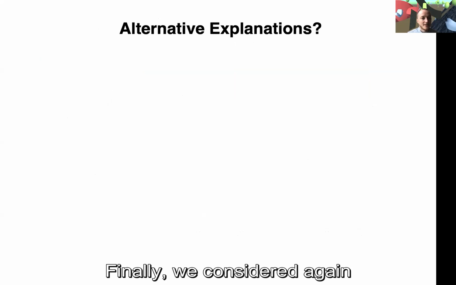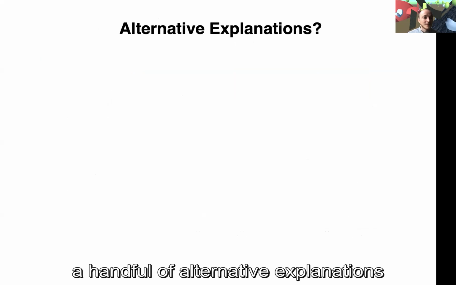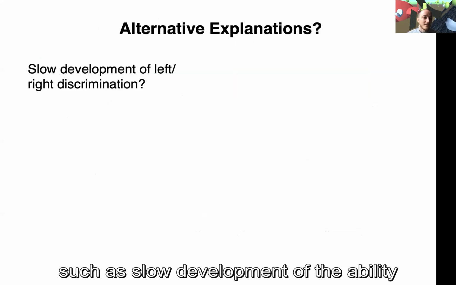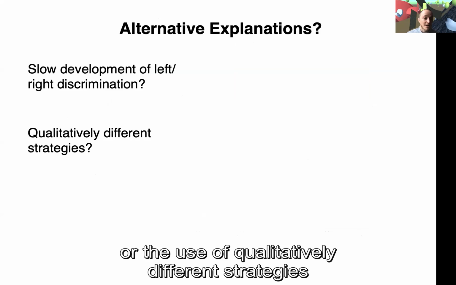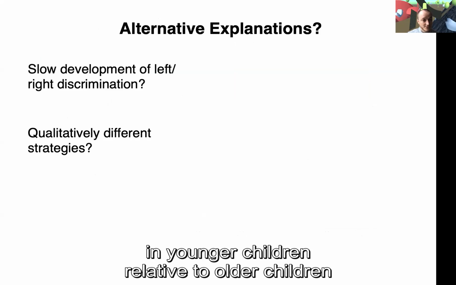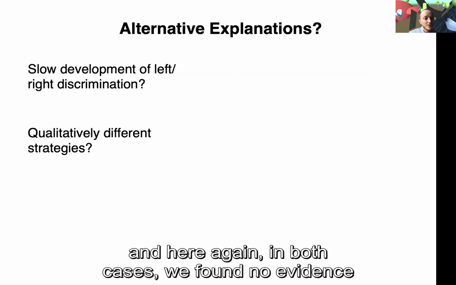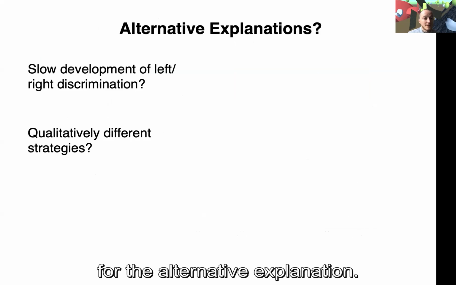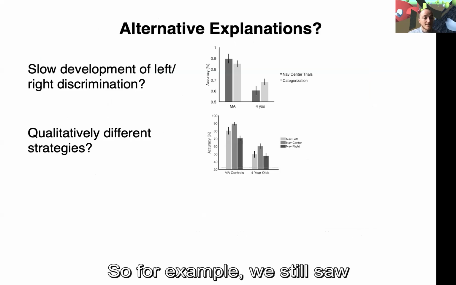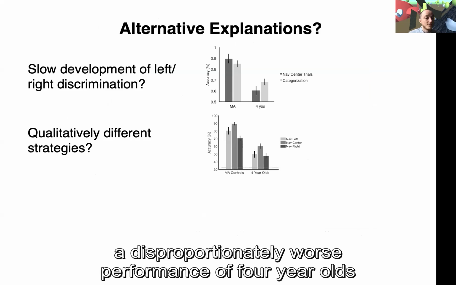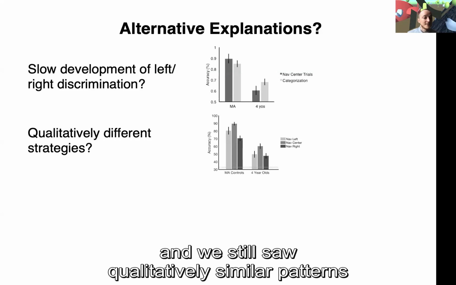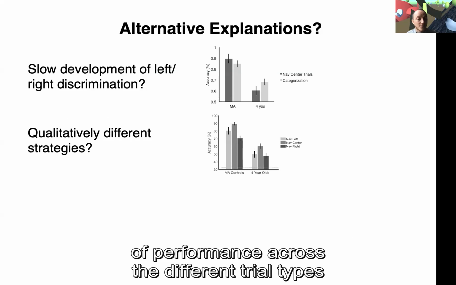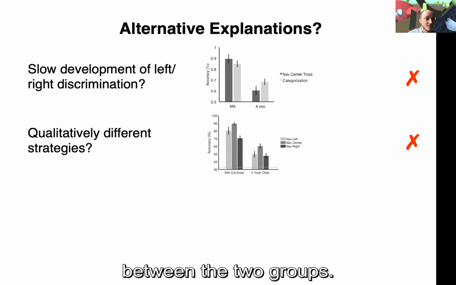Finally, we considered, again, a handful of alternative explanations, such as slow development of the ability to perceive left versus right, or the use of qualitatively different strategies in younger children relative to older children. And here again, in both cases, we found no evidence for the alternative explanation. So for example, we still saw disproportionately worse performance of 4-year-olds on the center trials of the navigation task, and we still saw qualitatively similar patterns of performance across the different trial types between the two groups.